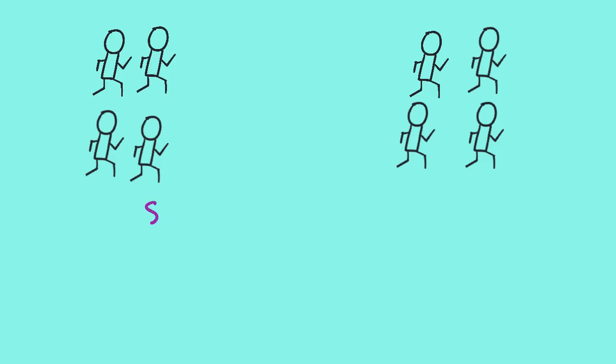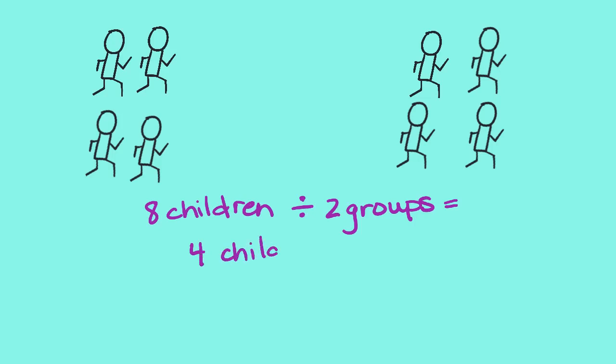We have 8 children divided into 2 groups equals 4 children in each group. Okay, so we had 8 children. We divided them into 2 groups, and therefore it equals 4 children in each group.